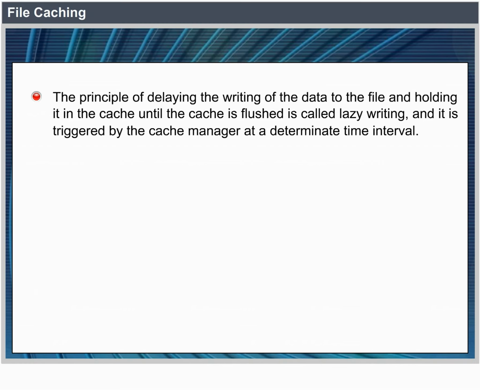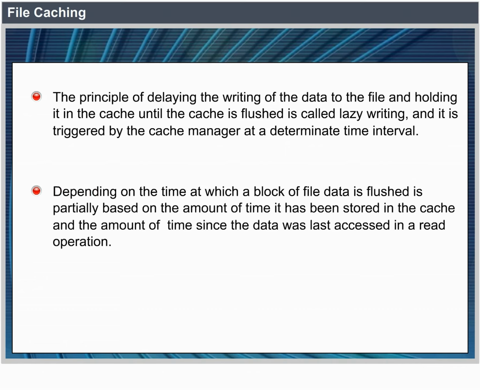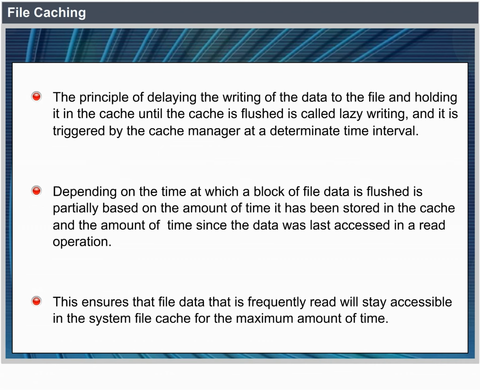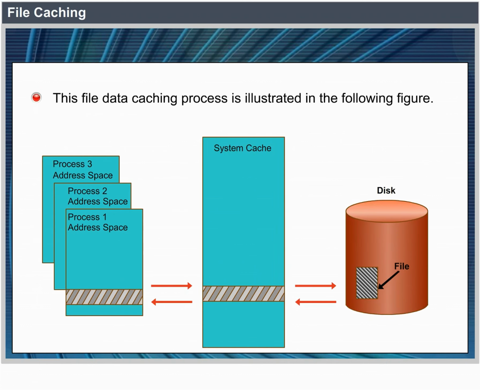The time at which a block of file data is flushed is partially based on the amount of time it has been stored in the cache and the amount of time since the data was last accessed in a read operation. This ensures that file data that is frequently read will stay accessible in the system file cache for the maximum amount of time. This file data caching process is illustrated in the following figure.